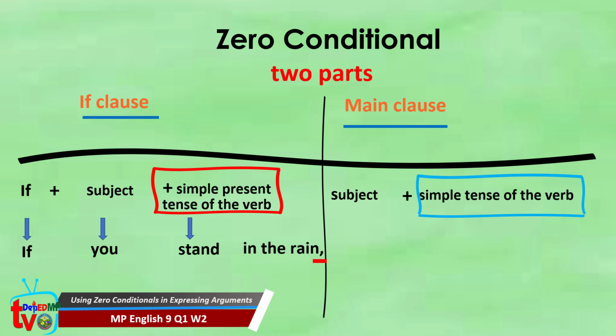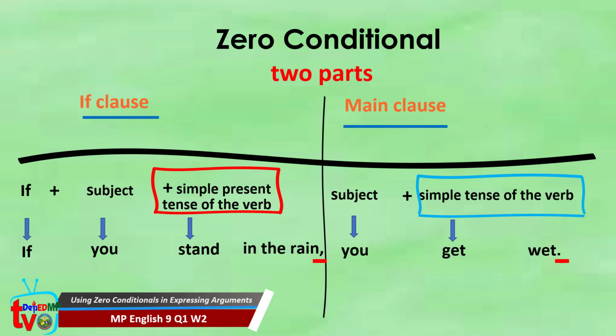Reading it, the clause has incomplete meaning, so we have to continue. Following the pattern for the main clause, we think of a subject. Let's have you. And a verb in the simple present tense, this time we pick get. And add wet. We end it with a punctuation mark. Looking at our example of the main clause, we have you get wet. Putting the two clauses together, we now have if you stand in the rain, you get wet.